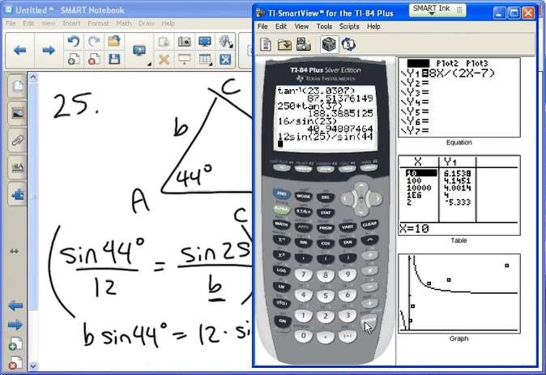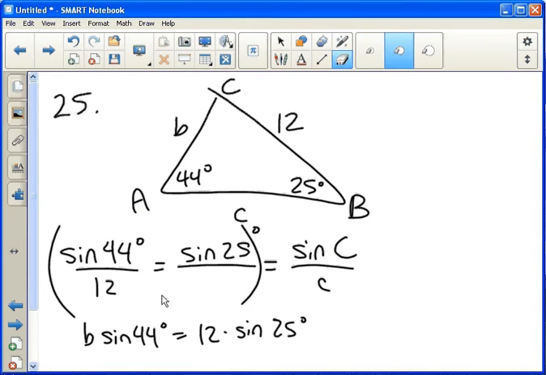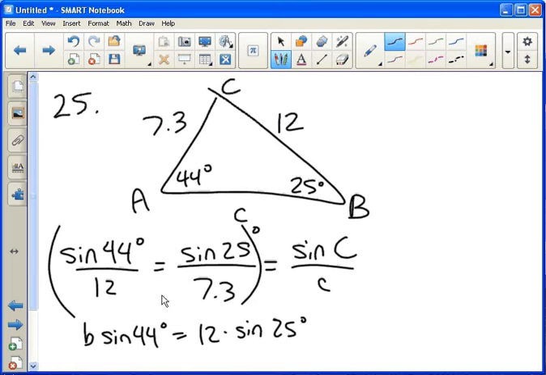Okay, now we're going to have to figure out something about C here. Well, if you can remember, a triangle adds up to 180 degrees. So that means if you do 180 minus 44 minus 25, you can get the third angle, which is going to be 111 degrees.